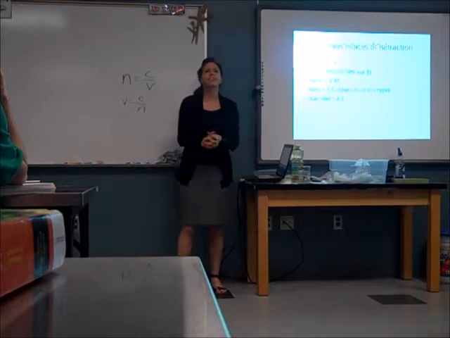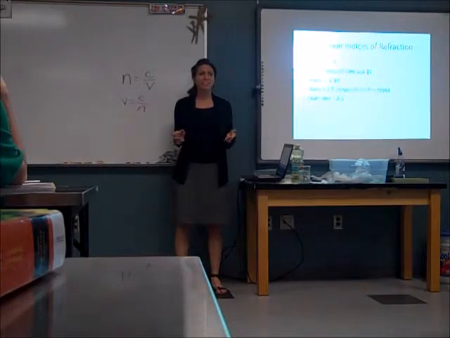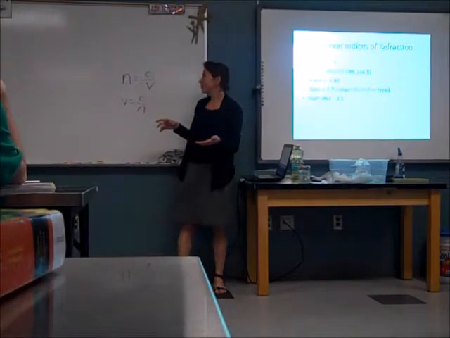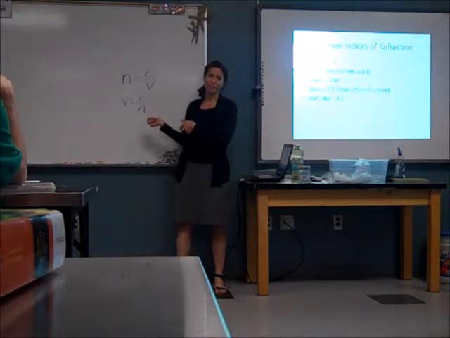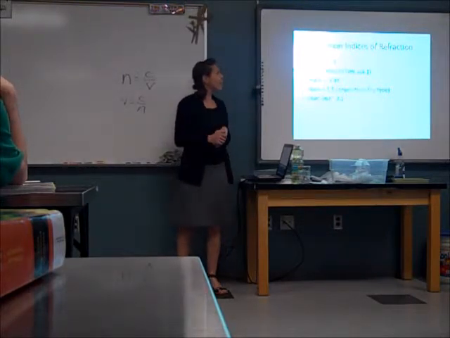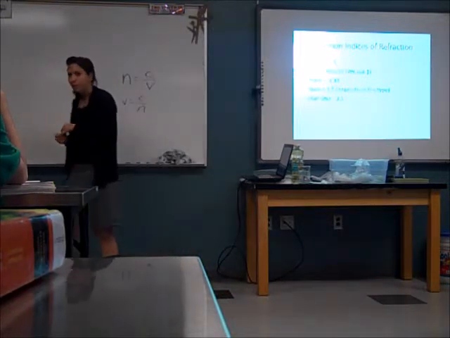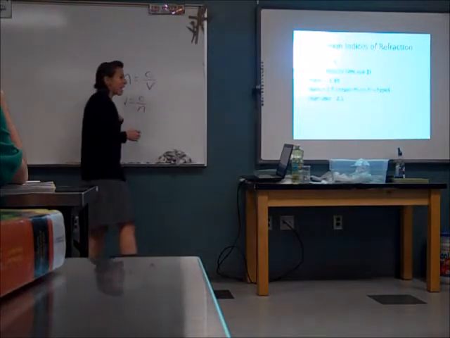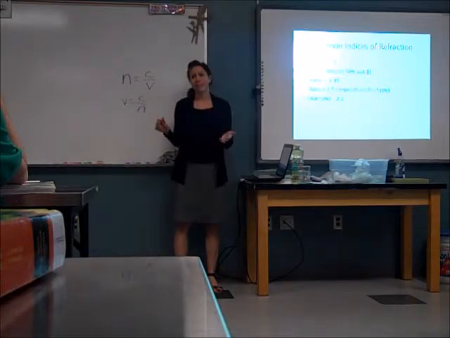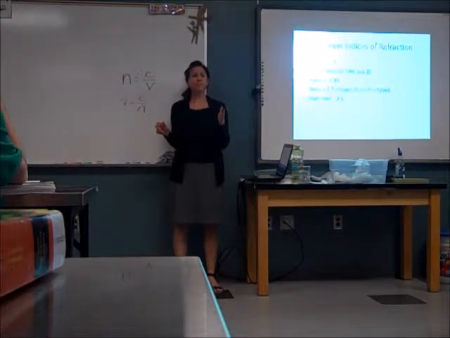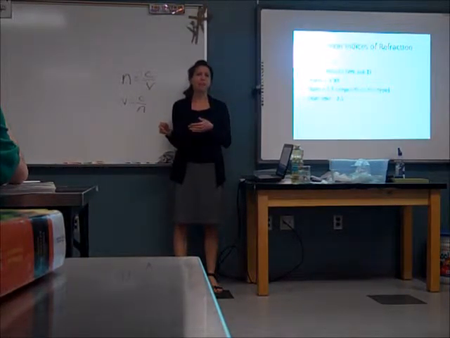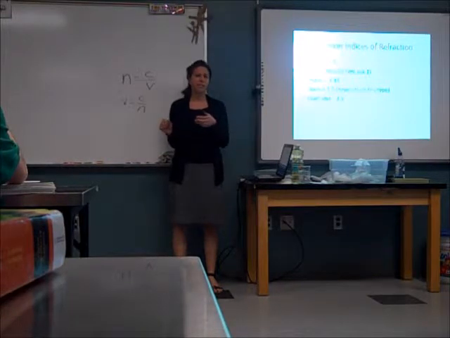So here are some common indices, that's plural for index of refraction. The index of refraction of a vacuum is 1. That means that the speed of light in a vacuum is equal to the speed of light in a vacuum. That makes sense. Air is 1.000293. But for our purposes, when we say air, we mean a vacuum. The difference between the speed of light in air and in a vacuum is so small that we're not going to deal with it. So when you see air, you can use the index of refraction of 1.